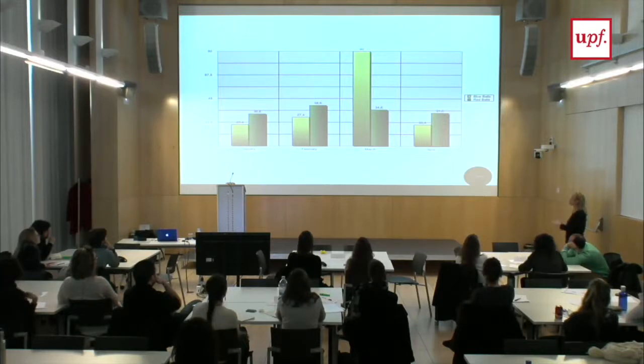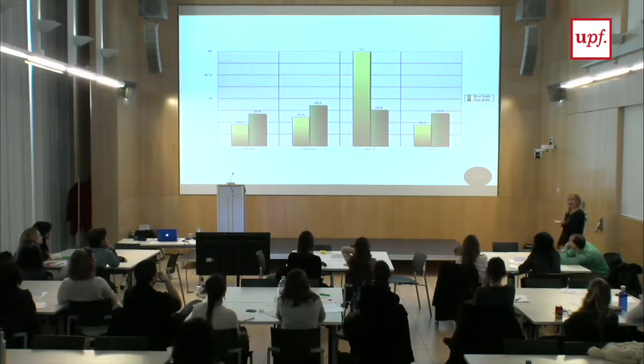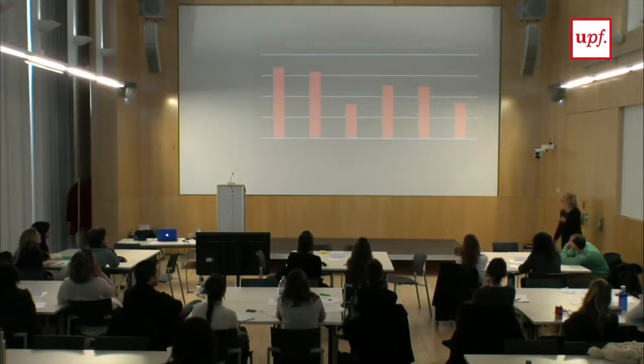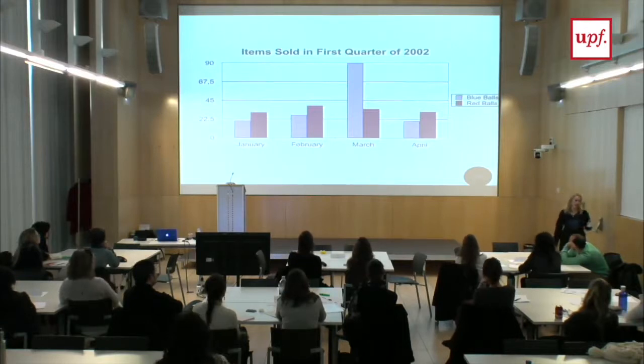The shadows. Another thing that is important with graphs: axes. Why? I don't know what that is. I just read blue balls and red balls, and that's it. And January, February, March, April. So I can understand. This is another complicated option. So I recommend Excel to make graphs, because Excel is really clear to make graphs. So this is an option.